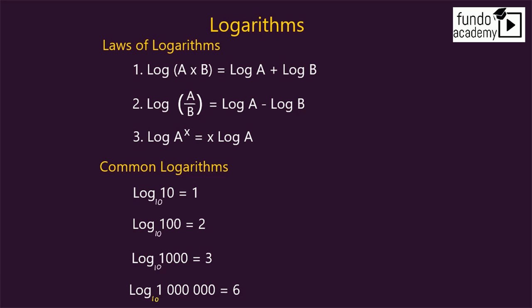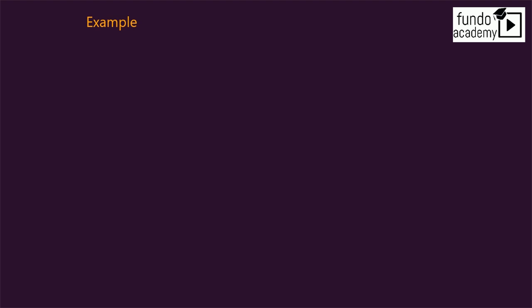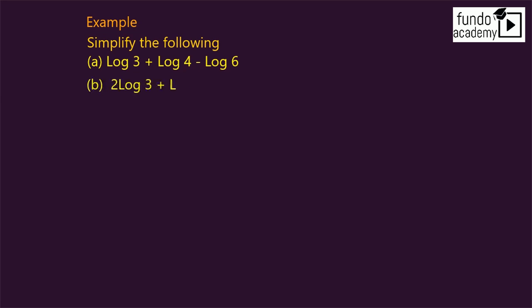Alright, let's look at an example in which we want to apply the laws of logarithms. Simplify the following. On A we have log 3 plus log 4 minus log 6, and on B we have 2 log 3 plus log 2. On C we have log 3 divided by the logarithm of 27. Alright, so let's go on to the solution. We're just applying the laws of logarithms that we stated. I hope you wrote them on a piece of paper. Right, let's start with A.